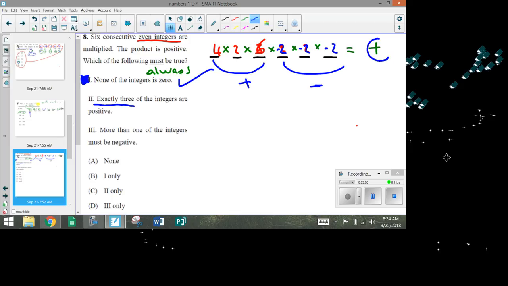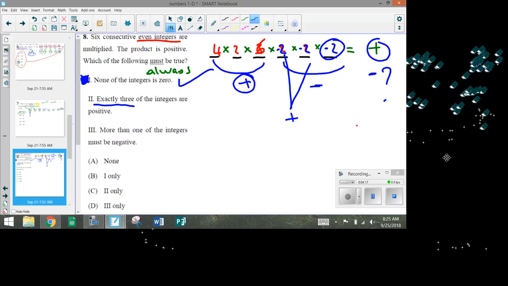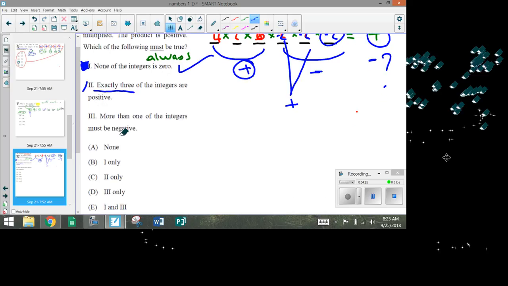So is the result going to be positive still? No, because when you multiply them all, you're going to get something positive. Positive times positive, positive times another positive, still positive, right? And when you multiply 2 of them, only this negative makes everything negative. So if exactly 3 of the integers are positive, it's not going to be correct. Am I right?